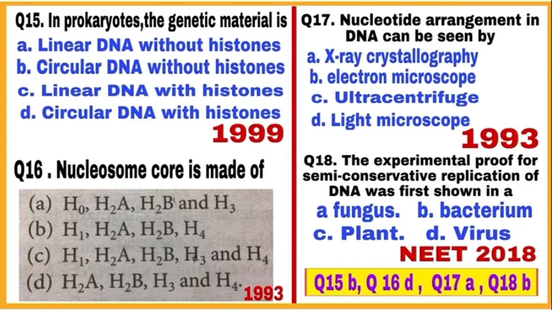Question 18. The experimental proof for semi-conservative replication of DNA was first shown in 1958. Meselson and Stahl proved that replication of DNA is semi-conservative by using bacteria Escherichia coli or E. coli. So, correct answer is B.